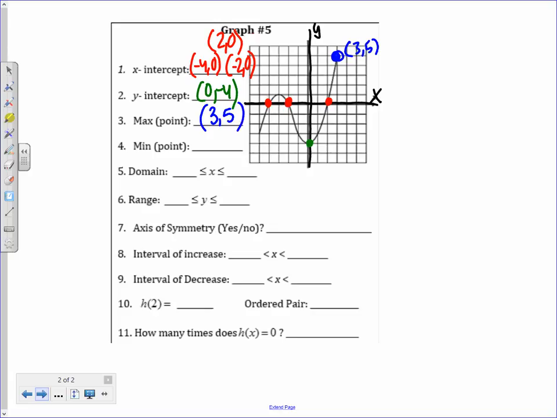For the minimum, the very lowest point appears to be down here. That lowest point is at (0, -4). So this time I had both a minimum and a maximum.